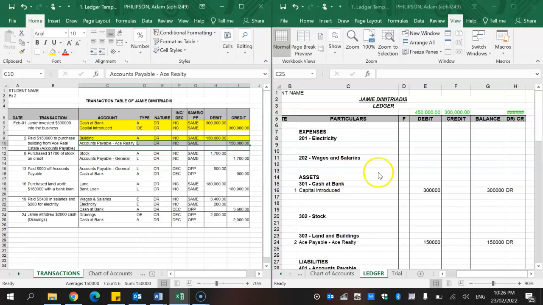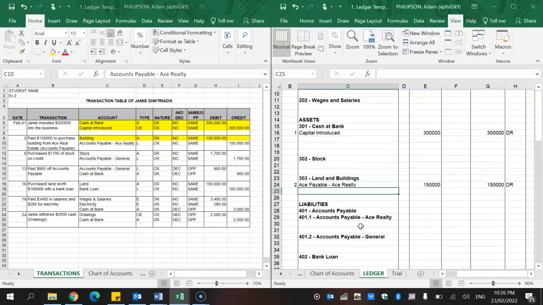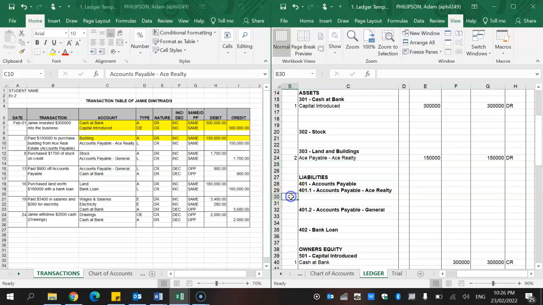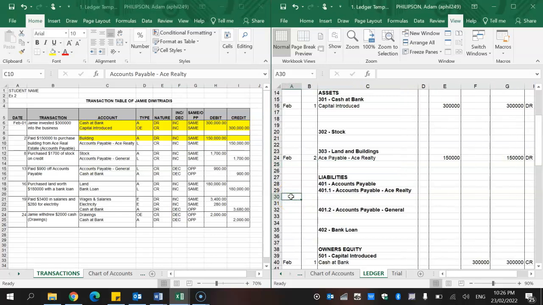$150,000 credit to accounts payable Ace Realty. So we come down here, put in our date, February the 2nd, $150,000 credit.